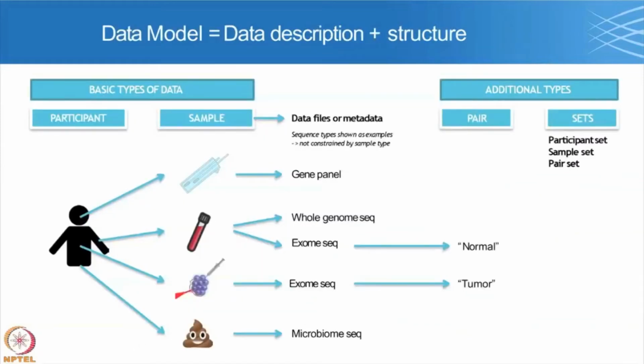So, this is the data model I mentioned. There are essentially 2 basic types of data you can deal with. One is a participant, which you can think of as a person providing 1 or more samples, and then you have a sample. You could have a gene panel, you could have an actual blood sample that results in whole genome or exome sequencing, you could have tissue that you got, you could have other kinds of samples, and they all result in more data that are now made available as data files. And then there is metadata about those data that is stored along with the information about the participant and the samples that you can use or update for your analysis.